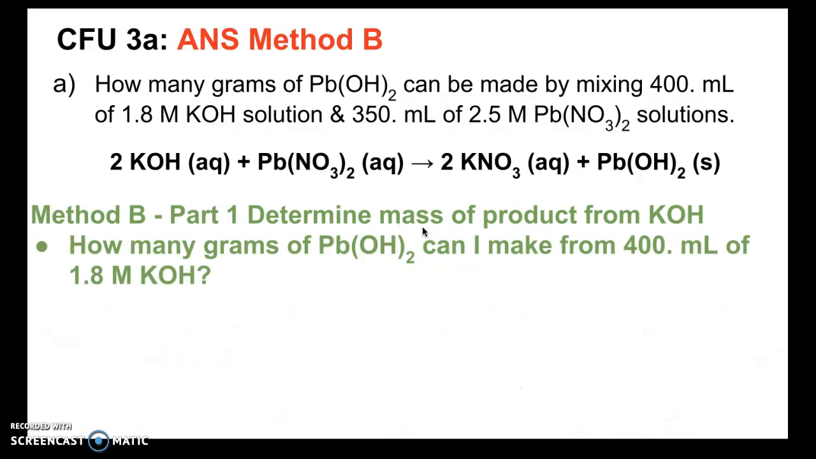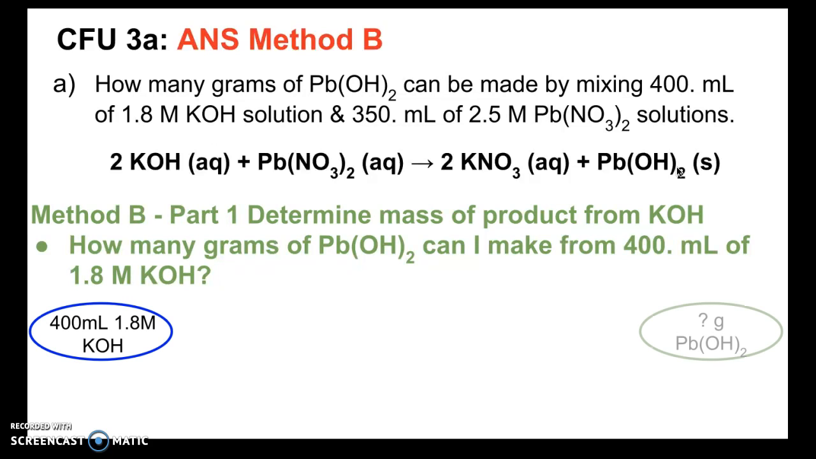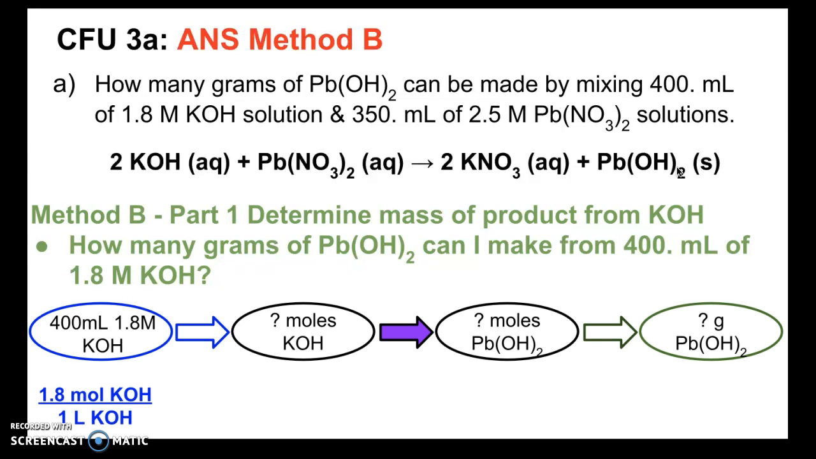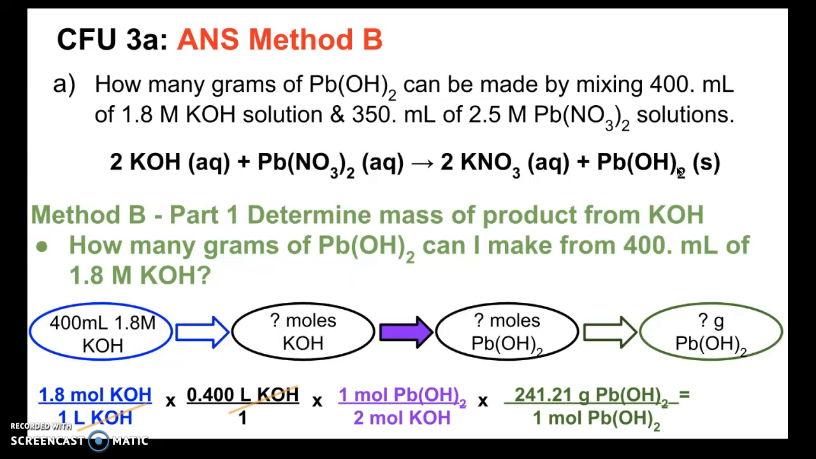For method B, that's where you determine the amount of product you can make from each reactant separately. So I'm going to figure out for the amount of KOH I have, how much product I can make. For the amount of lead nitrate I have, how much product I can make. And then the one that gives you the smallest number is your theoretical yield. So I'll start off with how many grams of Pb(OH)2 can I make from 400 milliliters of 1.8 molar KOH. And so my mapping looks like this. And that gives me 87 grams.